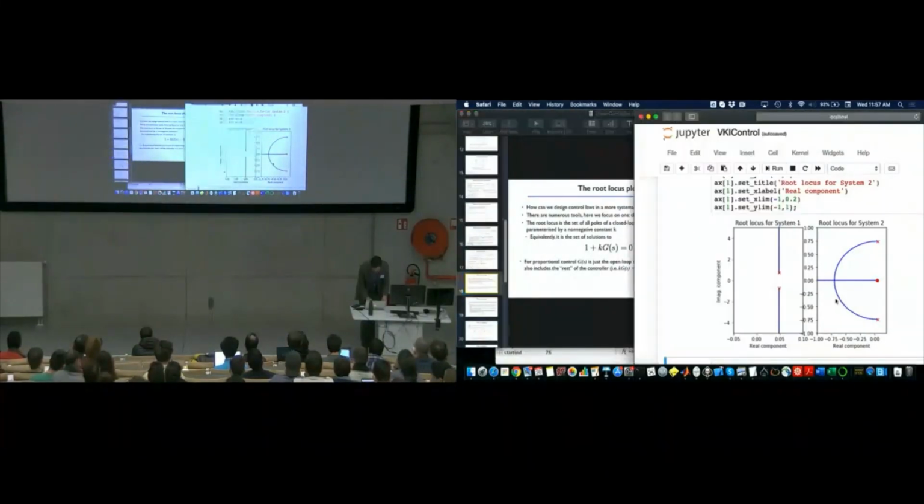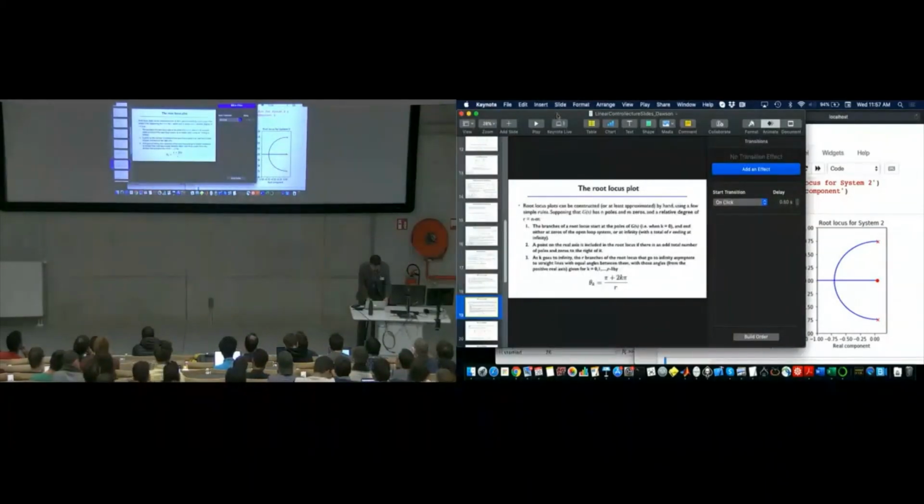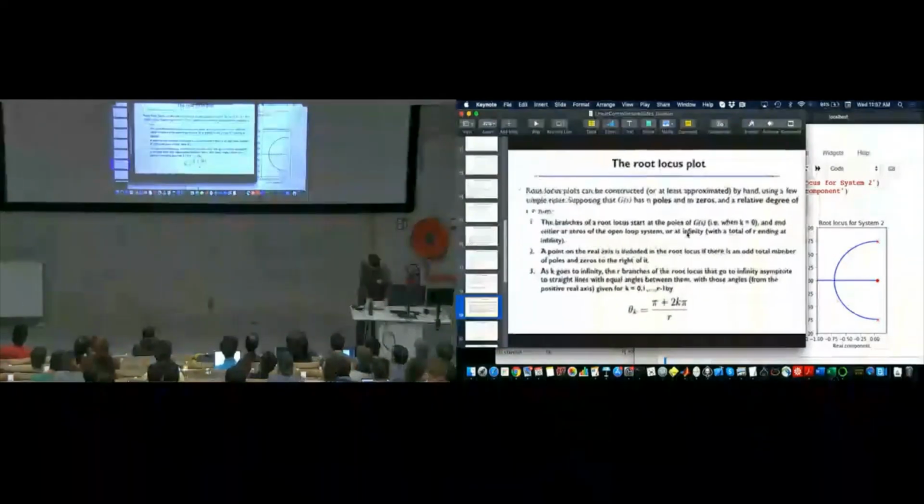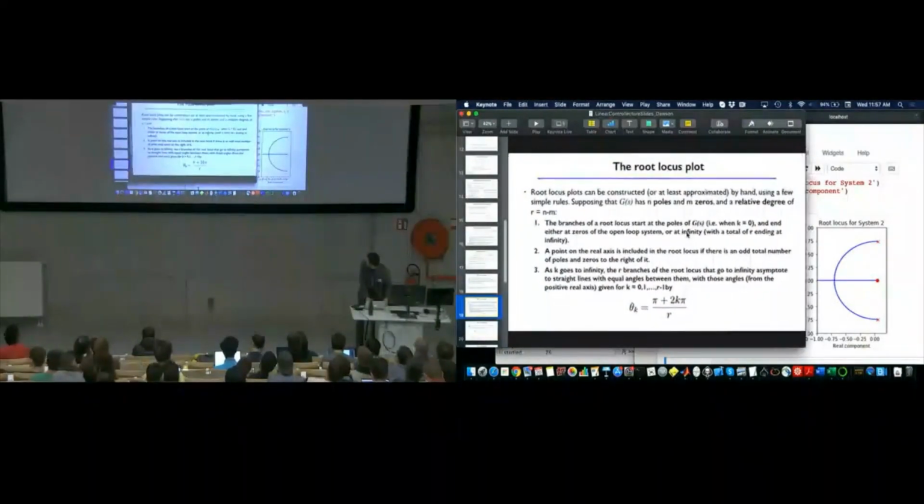So now the question is, do we understand or can we predict why these plots look like this? And that's what I'm going to do next. So it turns out that root locus plots can be constructed or approximated using a few simple rules.